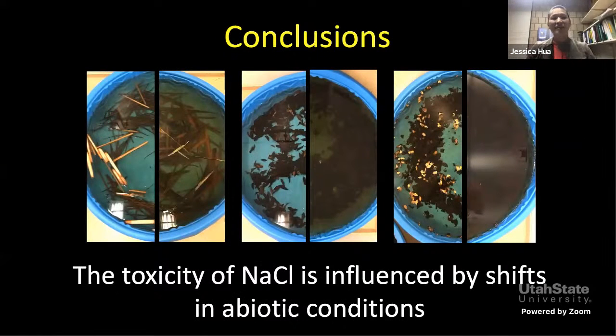All in all, I think the main take-home here is that as human populations continue influencing natural ecosystems, considering how abiotic conditions that arise from these environmental changes interact will become increasingly important. So we show that the toxicity of sodium chloride is influenced by shifts in abiotic conditions.